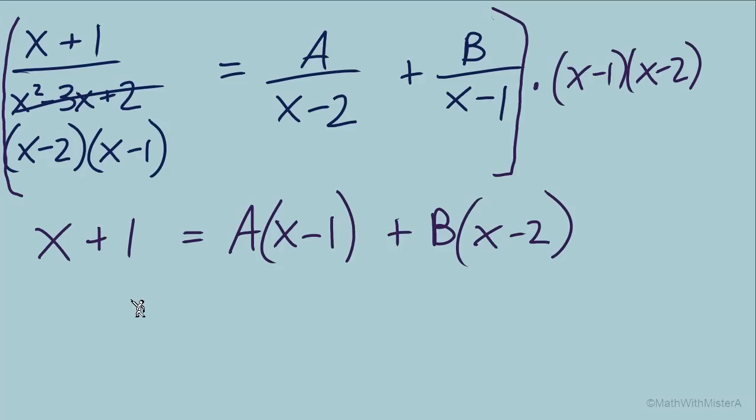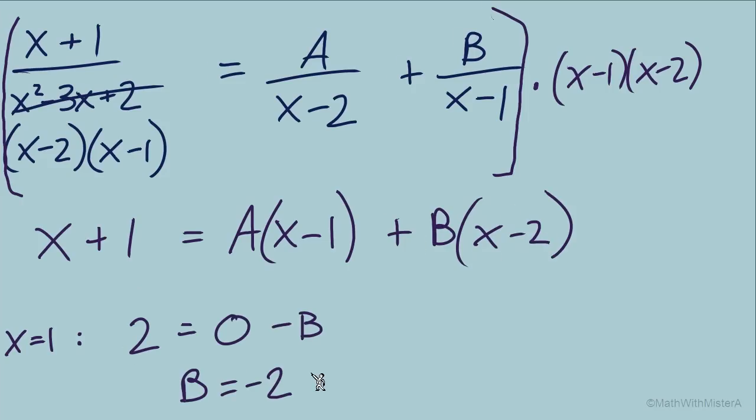I'm going to choose an x value equal first to 1 to wipe out A and leave behind B. On the left side, 2 equals 0 minus B. That 1 minus 2 is negative 1, so negative B. So 2 equals negative B, B equals negative 2. We've got a numerator figured out. Let's choose x equal 2 to get rid of B and figure out A. So that leaves us with 3 equals A times 1, 1A. There's A equals 3.